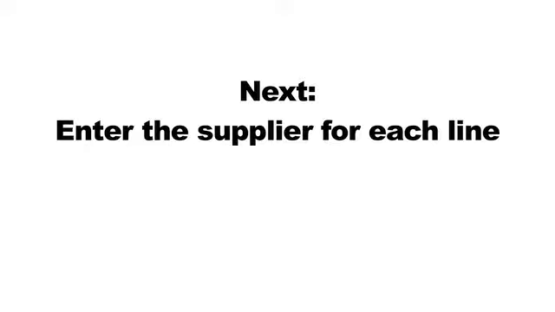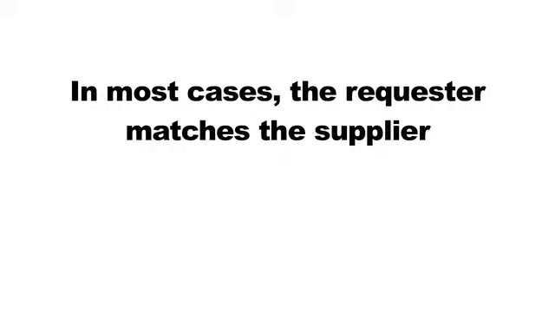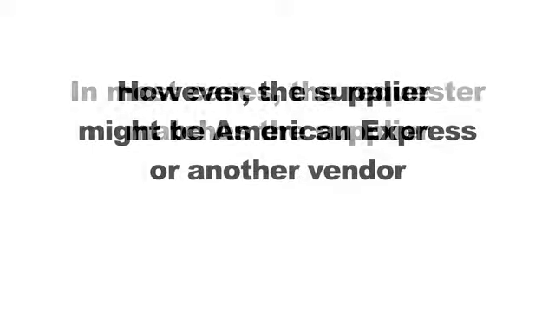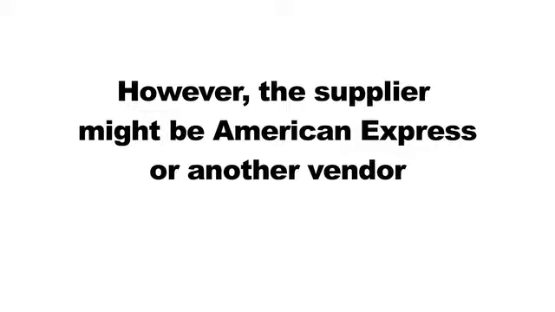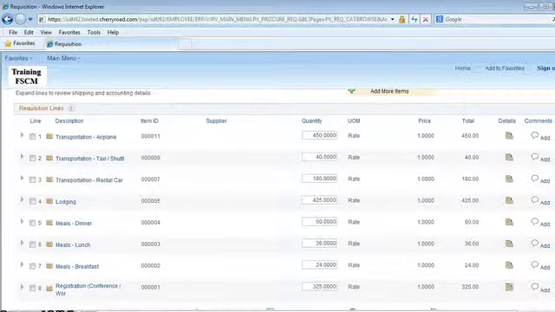Next, you need to enter the supplier for each line. The supplier is the person making the payment who will eventually be reimbursed. In most cases, the requester matches the supplier. However, the supplier might be American Express or another vendor. There are two ways to do this, by mass changing multiple lines or line by line. We're going to show you how to do a mass change.